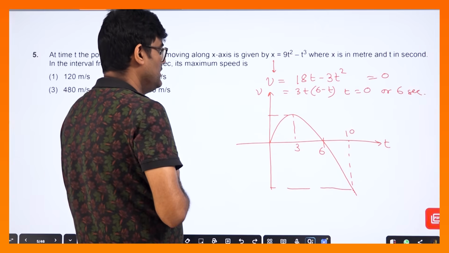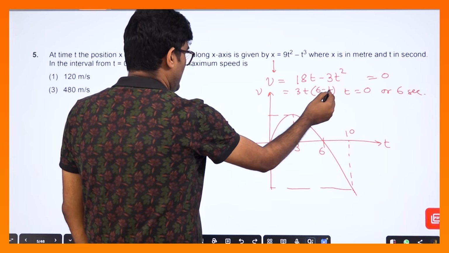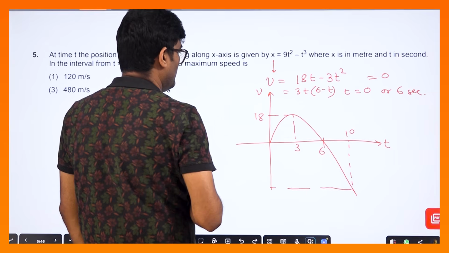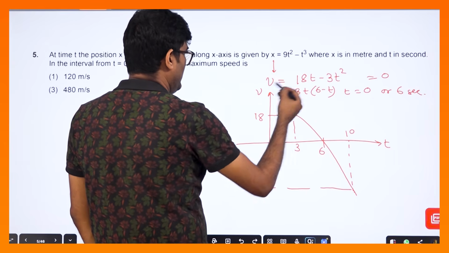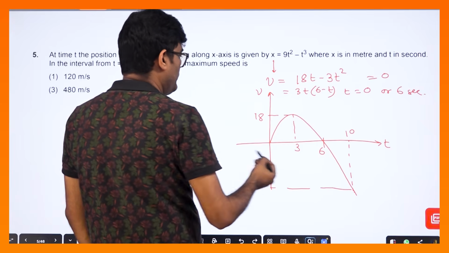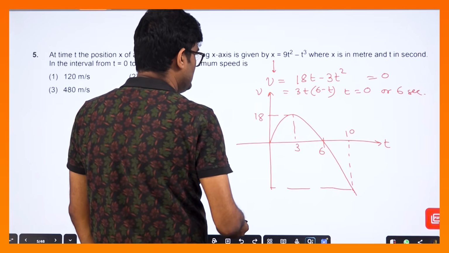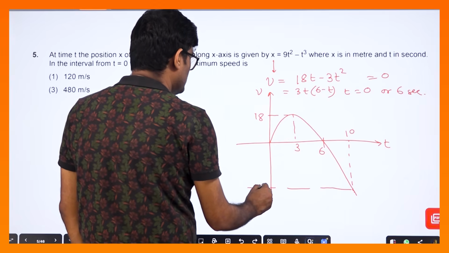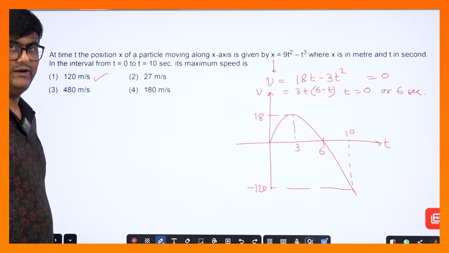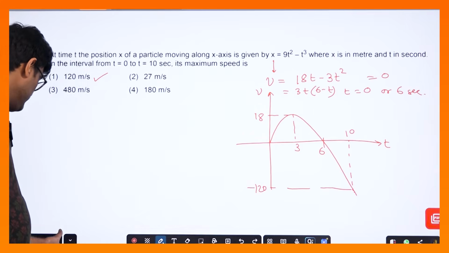So if I put t equal to 3, then it is 3 into 3, 9, and into 2, 18, right? It is 18. So 18 meter per second at t equal to 3, and at t equal to 10, according to the equation, this is 30 into 4 minus 120. So of course minus 120 is the maximum speed that we can have at t equal to 10 seconds. Okay, so this is the answer for this question. Good to go.